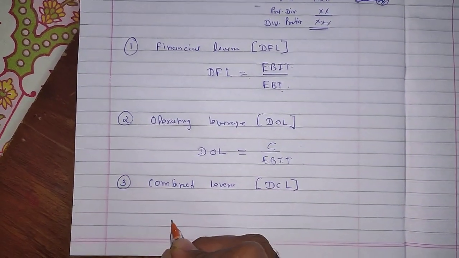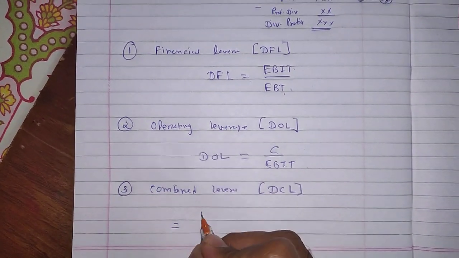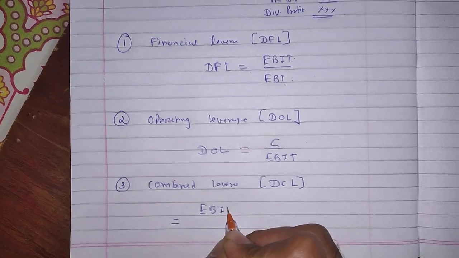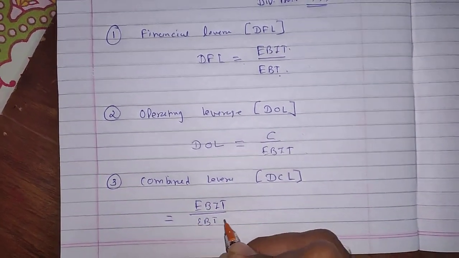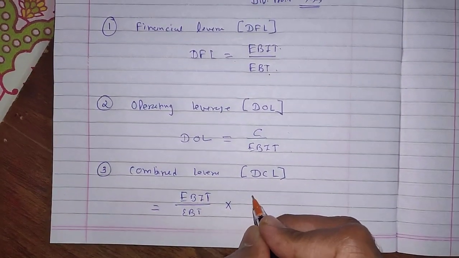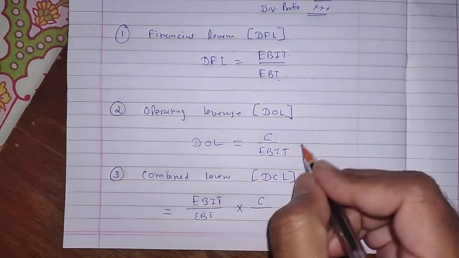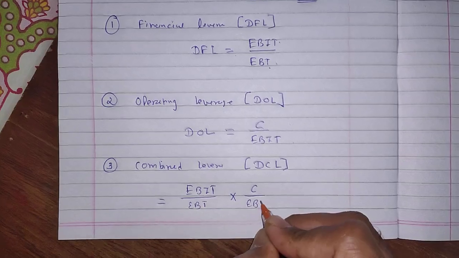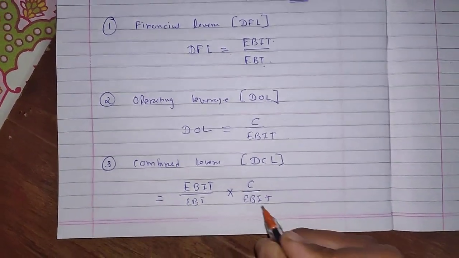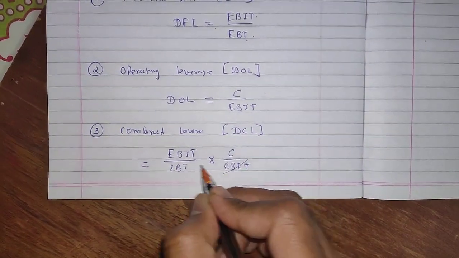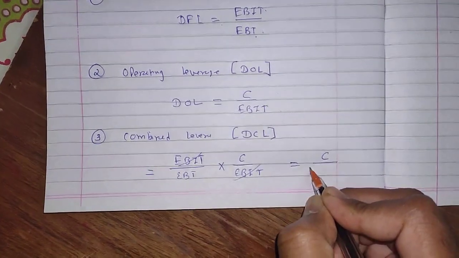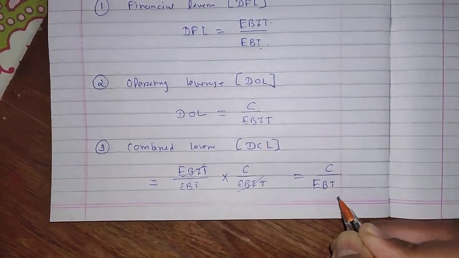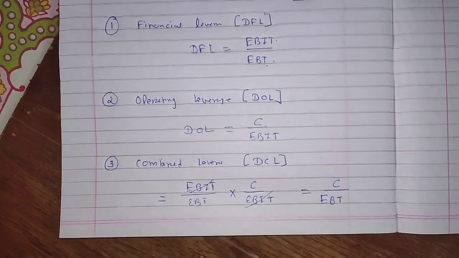Now, we have to use combined leverage also. It means EBIT divided by EBT, that is formula 1, multiplied by contribution divided by EBIT, that is the second formula. Now, if you go for simplification, EBIT gets cancelled, and what is left is C upon EBT, that is earning before taxes.